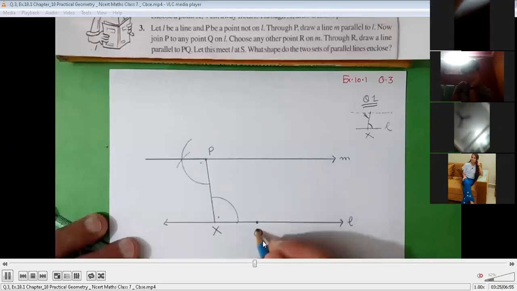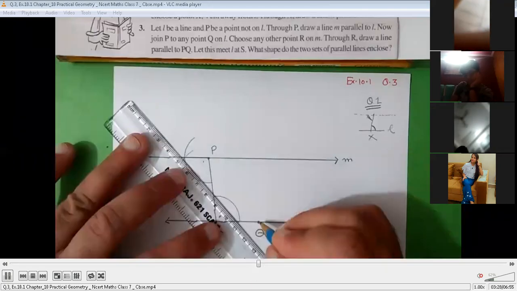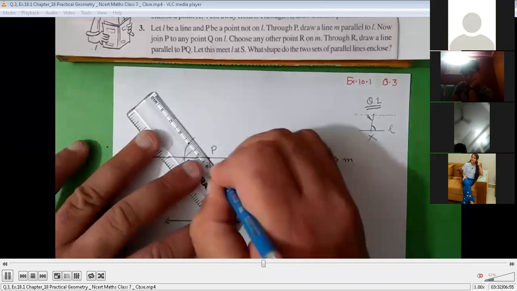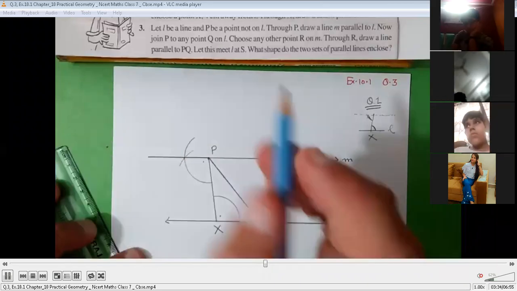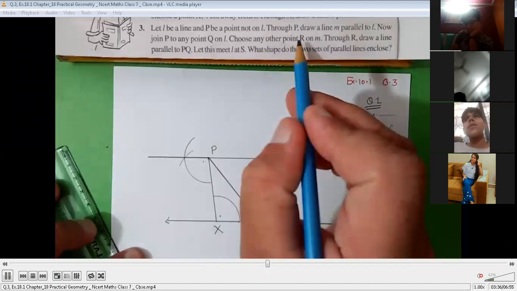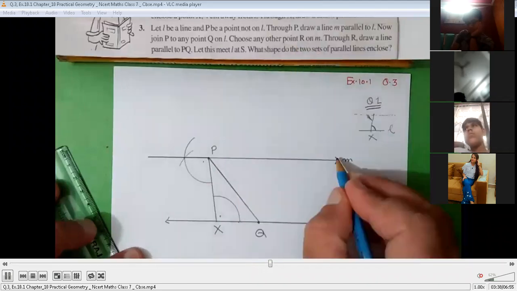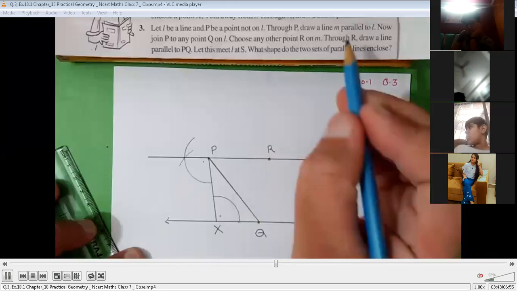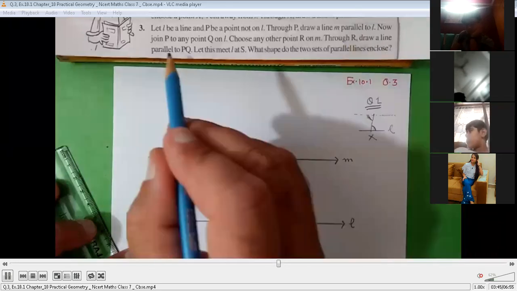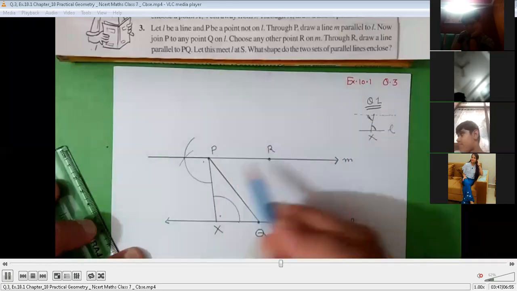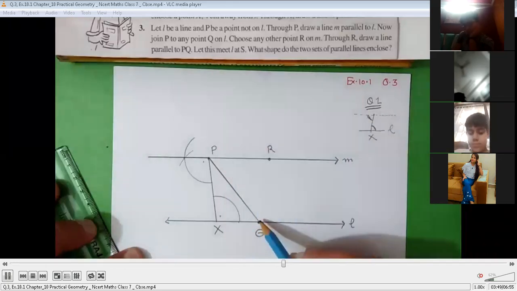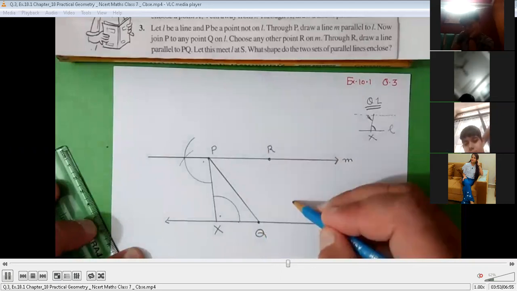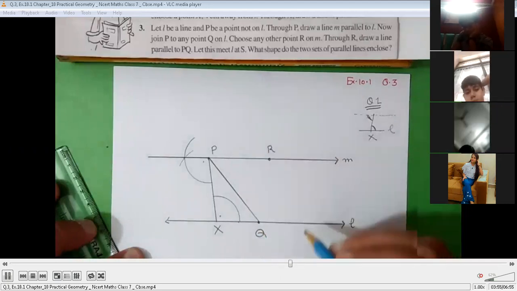Now we are going to take any point Q on L and we are joining PQ now. We are going to join PQ. Now we are going to choose another point R on M. Through R, draw a line parallel to PQ. You have to draw a line like this, which is parallel to PQ.